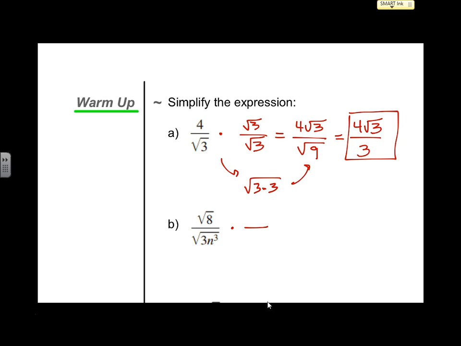The product property of radicals says if I multiply a radical times a radical, I can put it together, and that's how I got root 9. And what is squared to make 9? 3 is squared. The square root of 9 is 3.